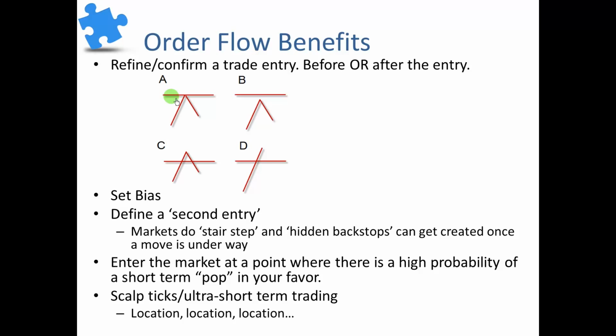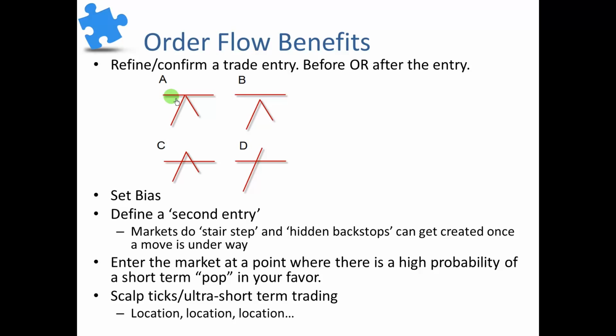Now markets do stair step, and you often get hidden backstops created once a move is underway. Those backstops that kind of stop a pullback dead may or may not be visible on a price chart, but they are mostly visible in the order flow. Now, of course, another way to use order flow is as a pure scalper.